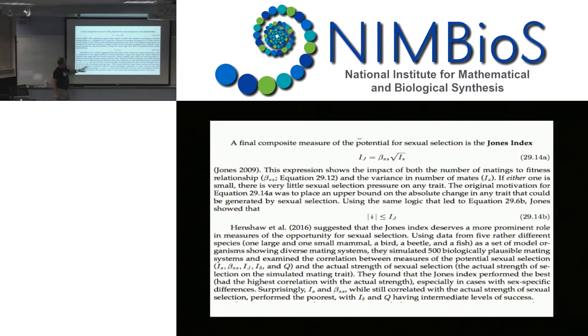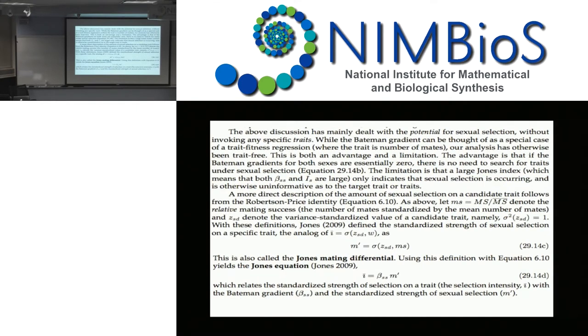And what they showed of all these metrics, the Bateman gradient, opportunity for selection, Jones index, that's Morisita's index, that's Green's monopoly index, is that the Bateman measure and the variance in male mating success, while still correlated, performed the poorest. These two metrics here, the Morisita and the Green index, had intermediate performance, but by far the best and most consistent measure was the Jones index. So the Jones index was the one that basically gave you the best signal for sexual selection, because it puts the two pieces together: variance in mating success and the connection between mating success and variance in reproduction.